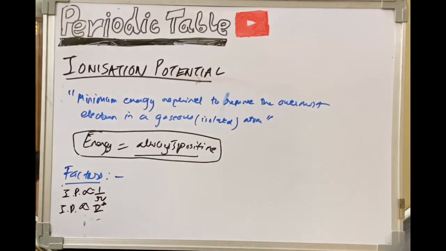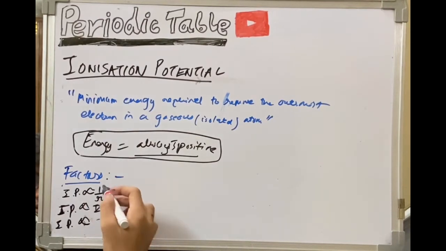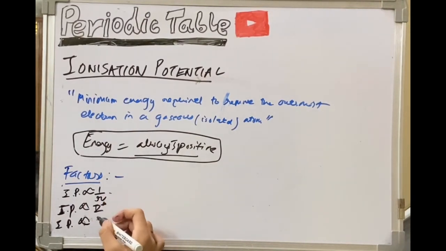Now when we come to the screening effect, if the screening effect is more, then the Z effective will be less, and here we have got it as proportional, so it will be inversely proportional as well, similarly to the atomic radius.